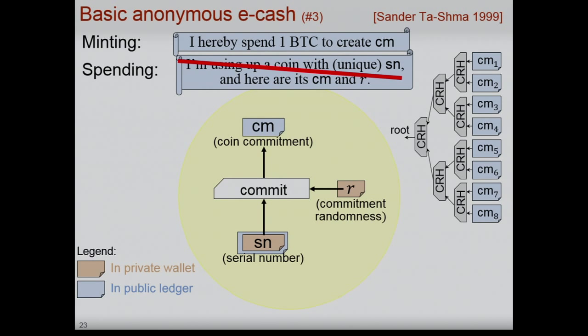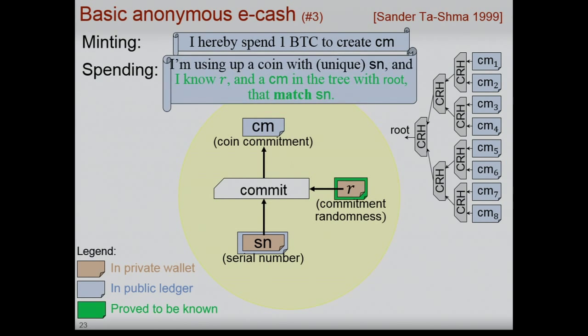We build a nice big Merkle tree using a CRH on top of all the commitments, and then we prove that, when we spend a coin with a given serial number, we know the coin randomness and the commitment that's in the tree, such that these two match the CM, but we don't tell which one.